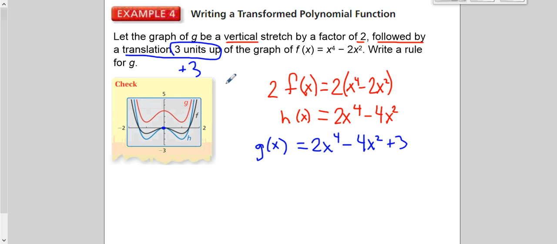Sometimes the graphs help, sometimes we don't need them. I don't think I would have taken the time to graph this one, but you can. There is our g of x function for example 4.